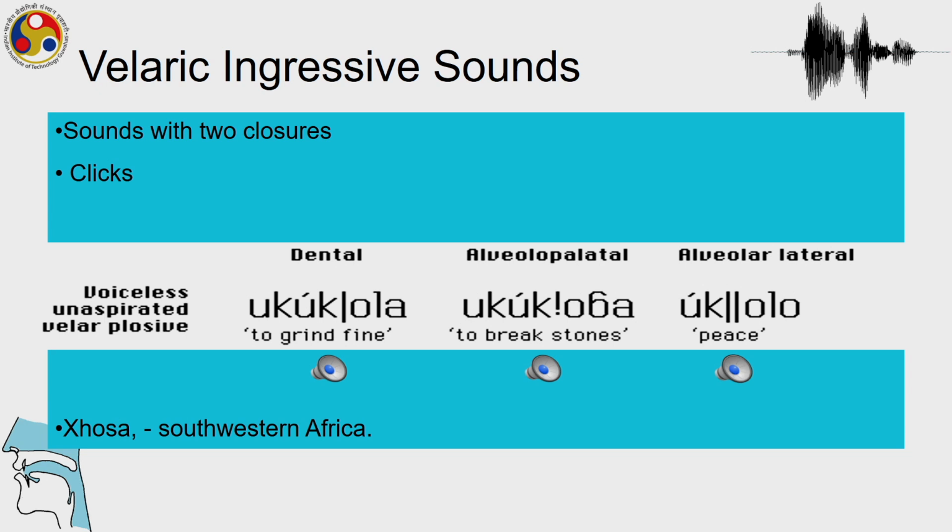This brings us to the final airstream mechanism that we will discuss, the velaric ingressive sounds, and these sounds are called clicks. With the velaric airstream only the ingressive direction is possible. The egressive is not possible, which means the air is coming into the mouth. So, clicks are either dental, alveopalatal, alveolar or lateral. These are from Xhosa in southwestern Africa.